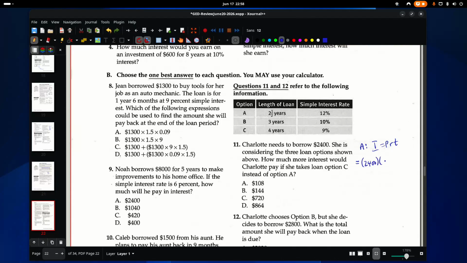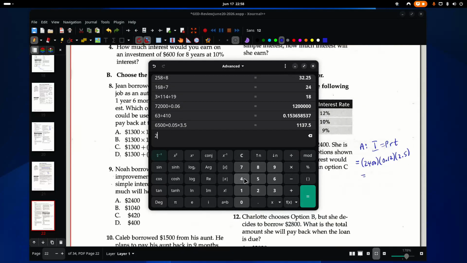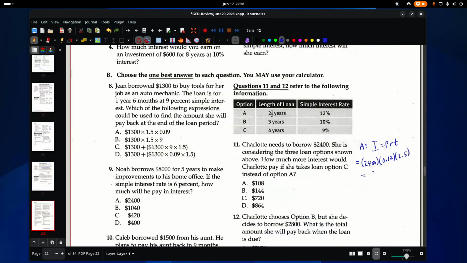times the rate. So in scheme A, interest rate is 0.12, so we're converting to a decimal number, times the time, which is 2.5 years. So 2,400 times 0.12 times 2.5. We get $720.